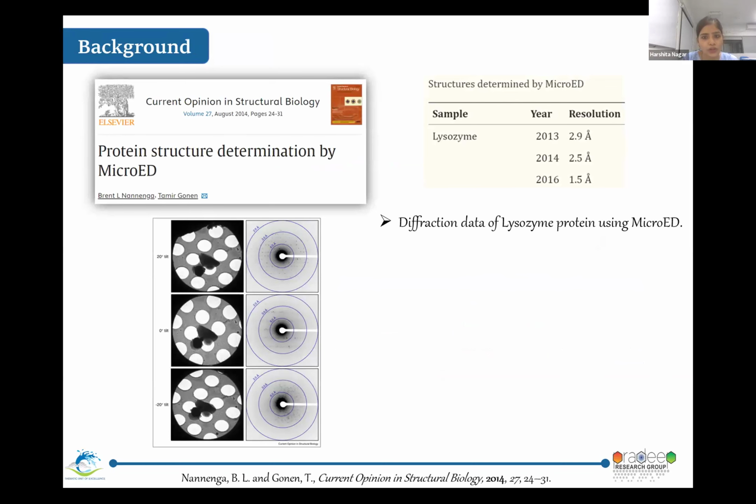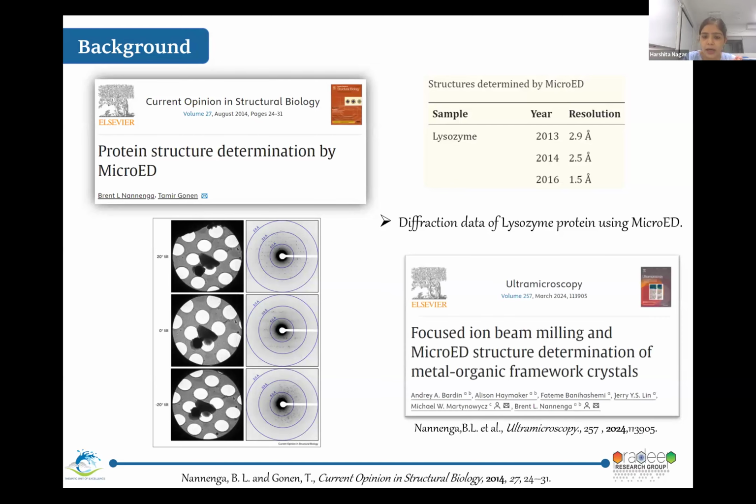They tried to solve the structure of lysozyme with a resolution of around 2.9 angstrom. Then over time, they improved the resolution to 1.5 angstrom using different software, different techniques, and a good camera also. Then they extended the application of micro-ED towards many other fields like metal organic frameworks and others.